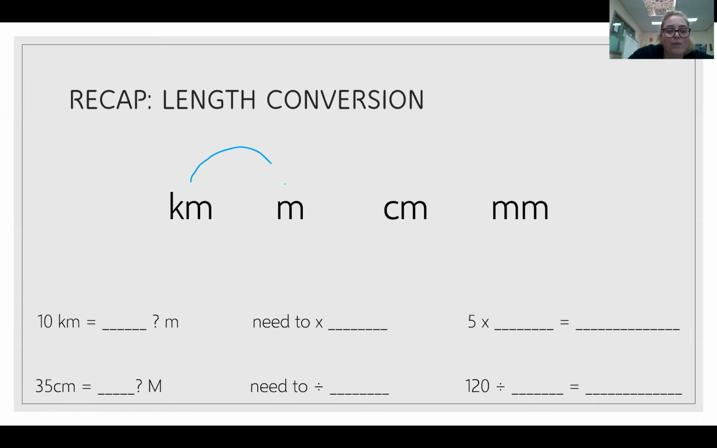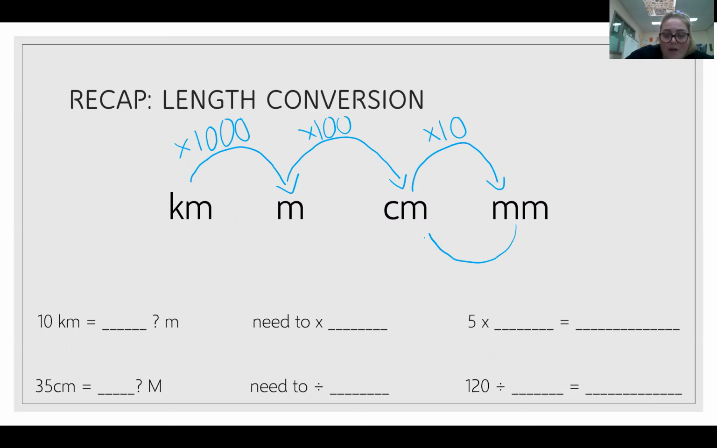To go from kilometers to meters, we times by 1,000. To go from meters to centimeters, we times by 100. And centimeters to millimeters, we times by 10. Going back the other way, what's the opposite of timesing? Yeah, that's right, it's divide. So we divide by 10, divide by 100, and divide by 1,000.